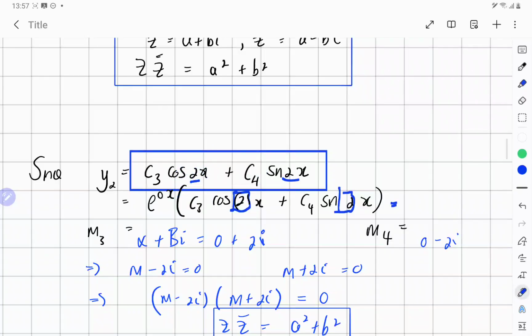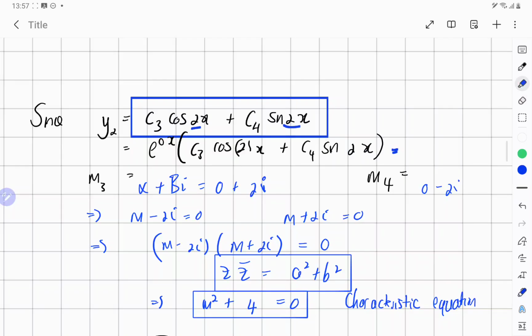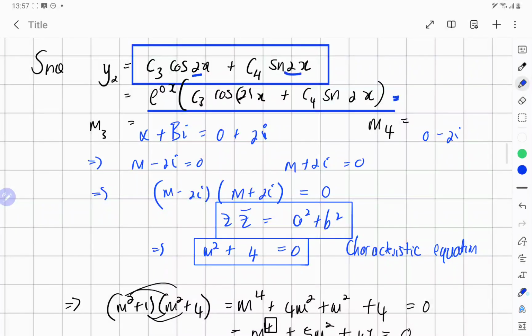So what do I see immediately? I see immediately it's also going to be complex roots. Very important, my complex roots will be in the form alpha plus beta i. What do I see? My alpha is 0.